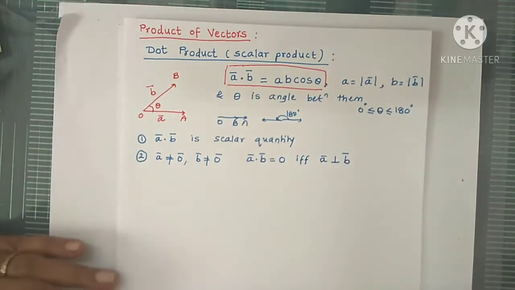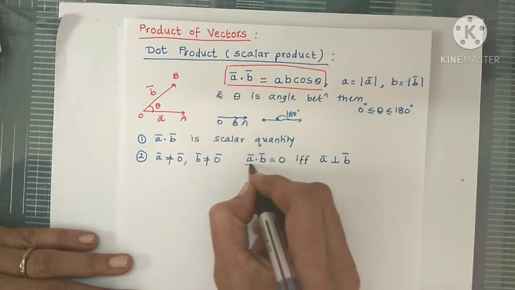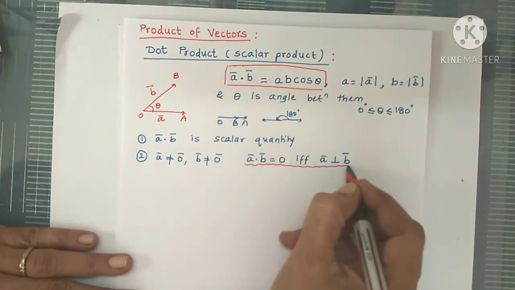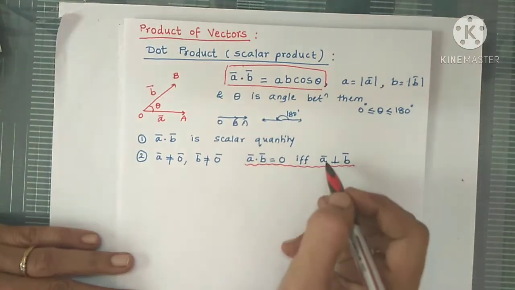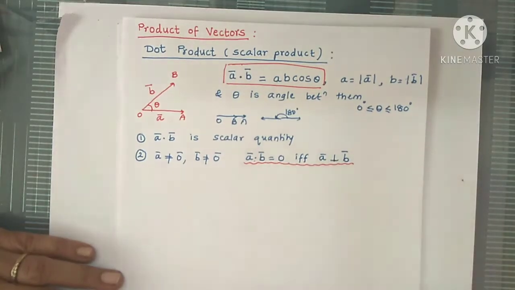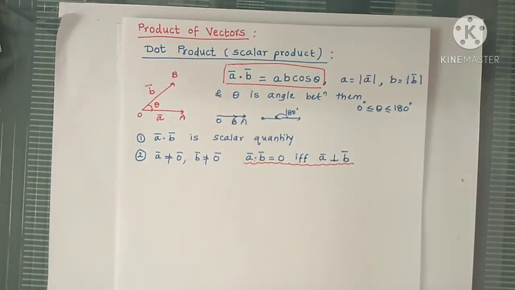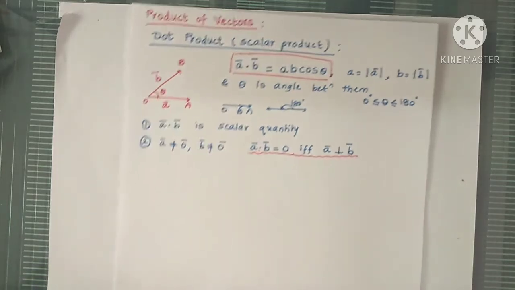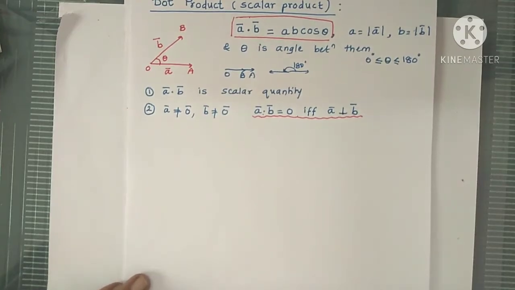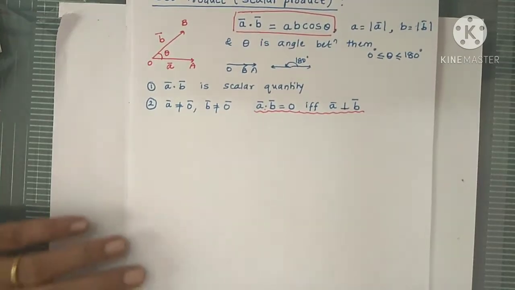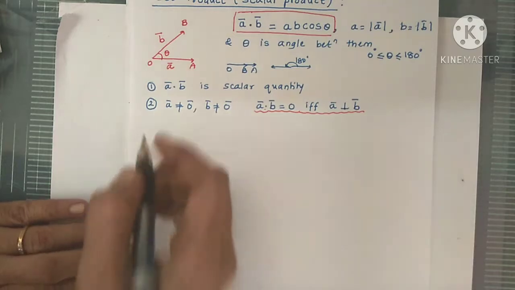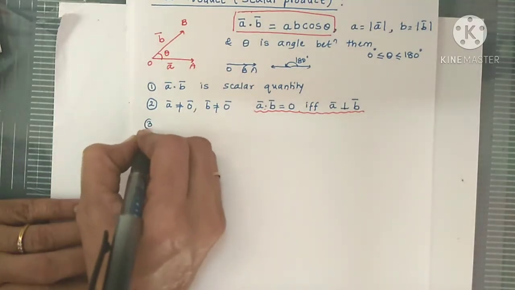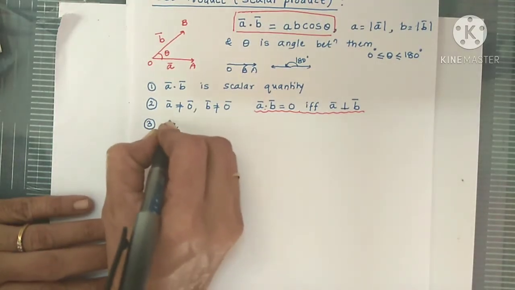This is a really very important property: whenever we have to prove that two vectors are perpendicular, we will prove that their dot product is 0. So to prove two vectors are perpendicular, it is enough to prove that their dot product is 0. Dot product is 0 whenever a bar is perpendicular to b bar, provided they are non-zero vectors. Third one: if we take a bar dot a bar, what will happen?